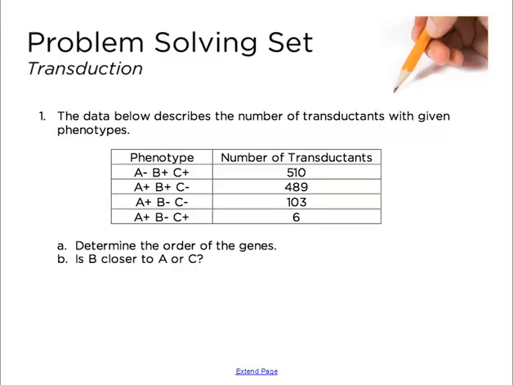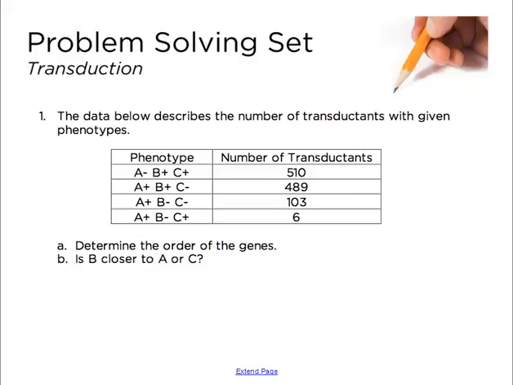Welcome to the problem-solving set on transduction. The data below describes the number of transductants with given phenotypes, and they're asking us to determine the order of the genes. What we're going to do is look at the phenotype that has two wild-type markers, so either B plus C plus, A plus B plus, etc., and see how many transductants they have with that phenotype. So we're looking for what are called co-transduced.